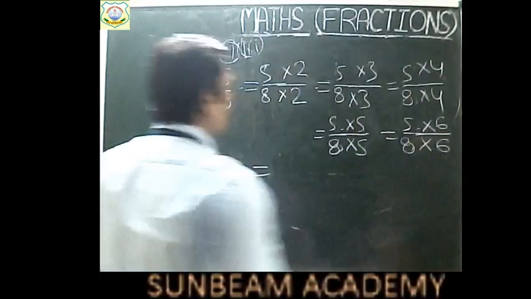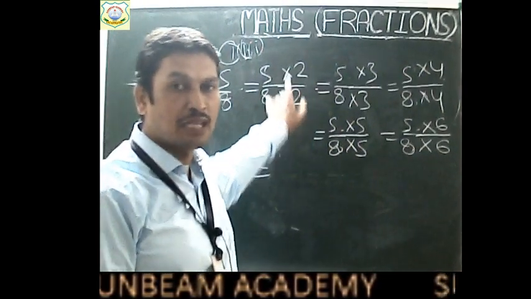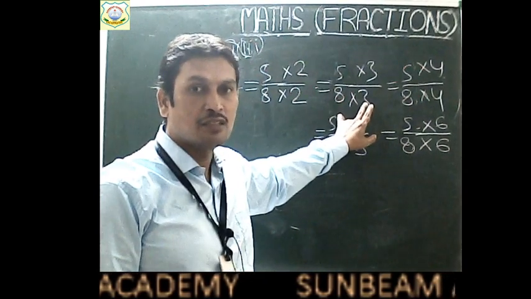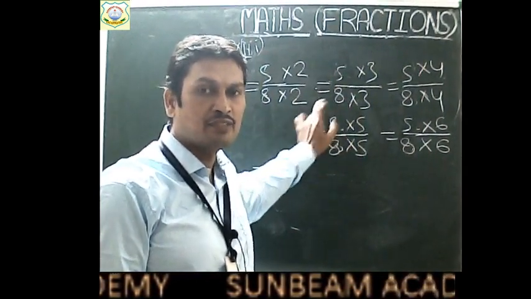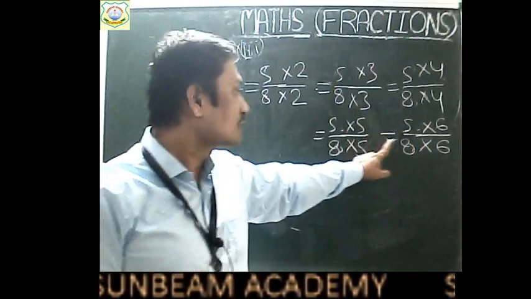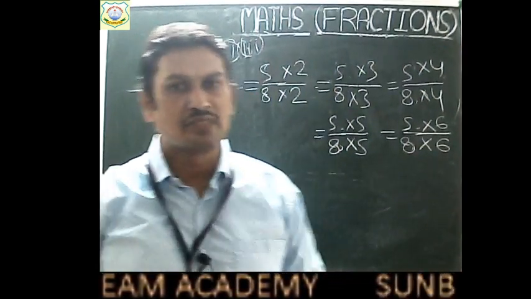Firstly, to find the first equivalent fraction, we will multiply both 5 and 8 with 2. To find the second equivalent fraction, we will multiply both 5 and 8 with 3. Then multiply with 4, then with 5, and at last you multiply with 6. This is the way, right?